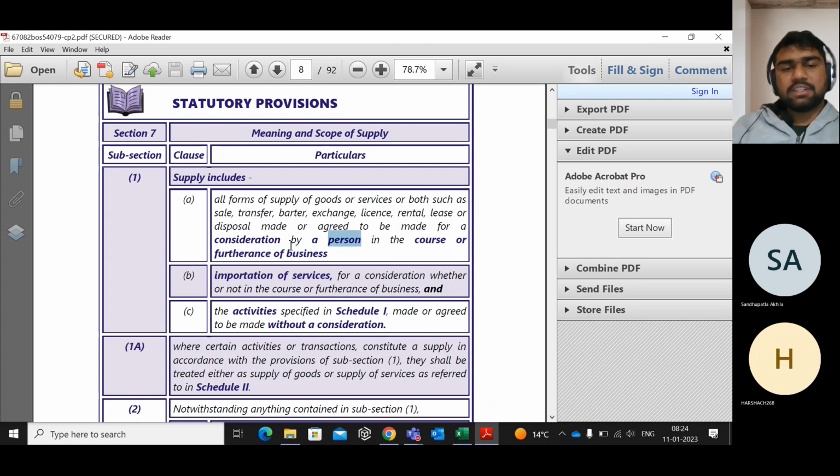What does this furtherance of business mean? Extension of the business is the furtherance of business. That means you are dealing in supply of some goods, like in DMart. DMart will sell all the groceries, but for the selling of groceries, they need to construct a factory shed first.